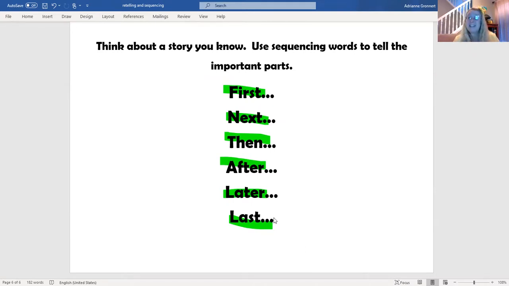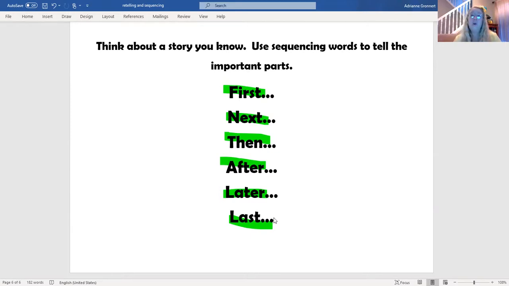That was great. Did you see how those sequencing words really help us to retell the story? I love that. Yeah, if I don't tell all of the important parts, my story just isn't complete. So if I didn't use all of those sequencing words, I would have had a really short story.